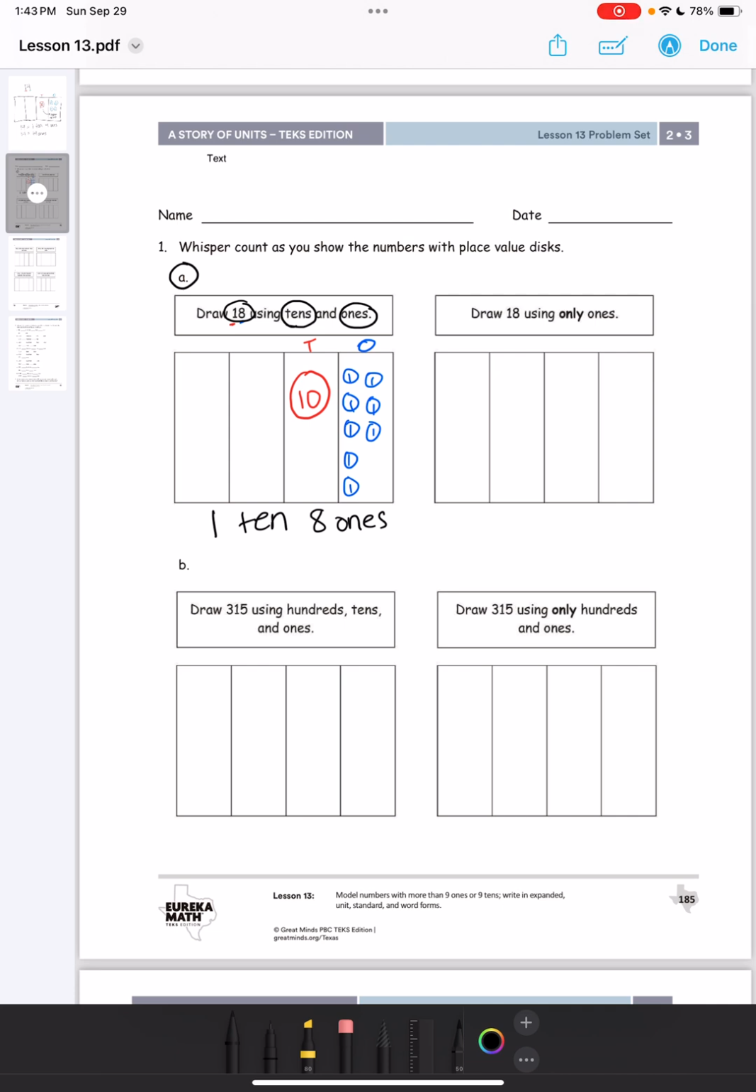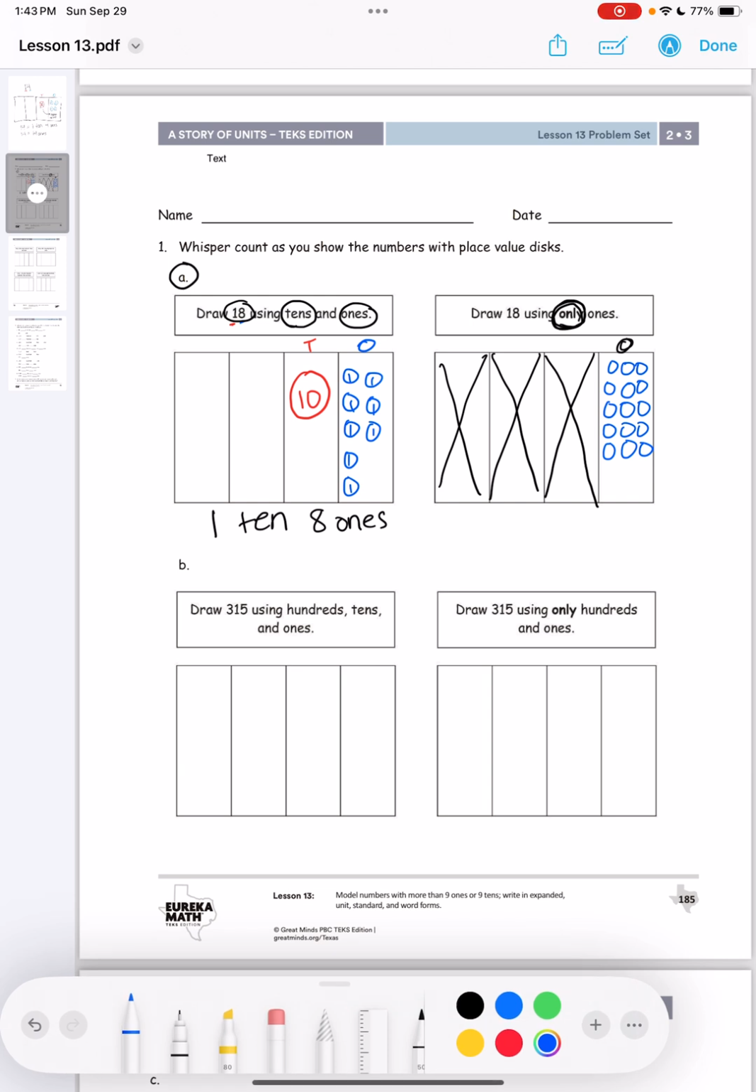Next to it, it says draw 18 using only ones. So now I can't use my tens place. I can't use my hundreds place. I can't use my thousands place because it says only ones. So that's easy. I just have 18 ones. So there's 18 ones. If I wrote that in unit form, it would be 18 ones.